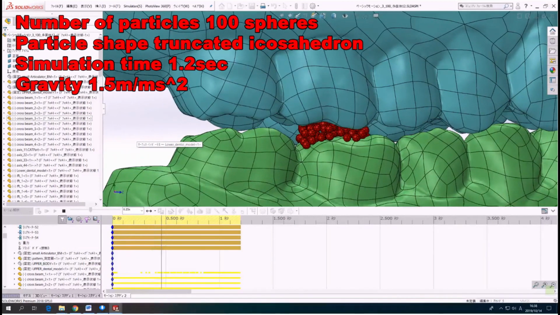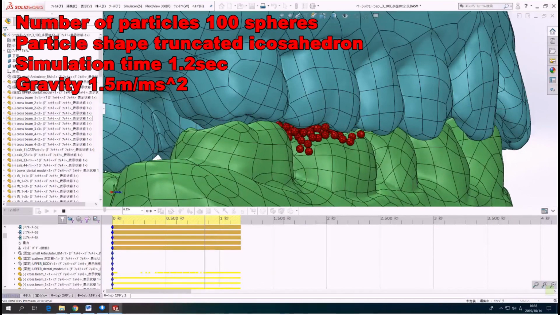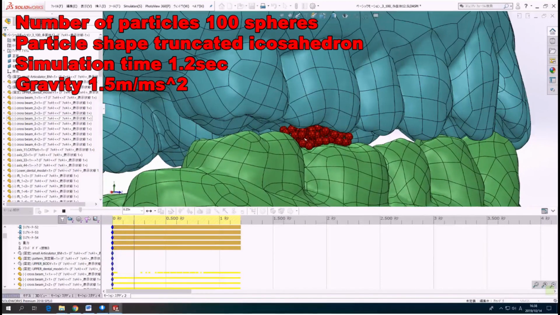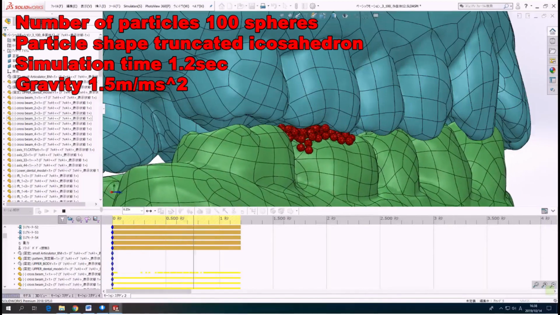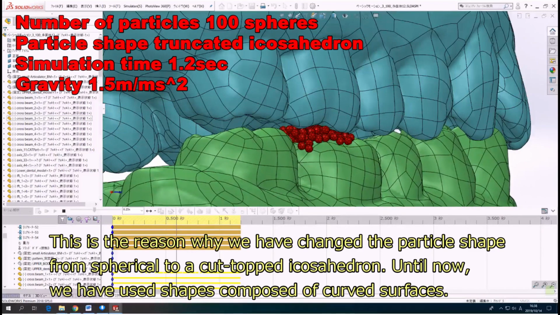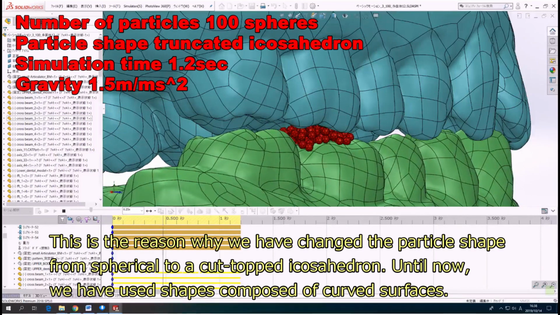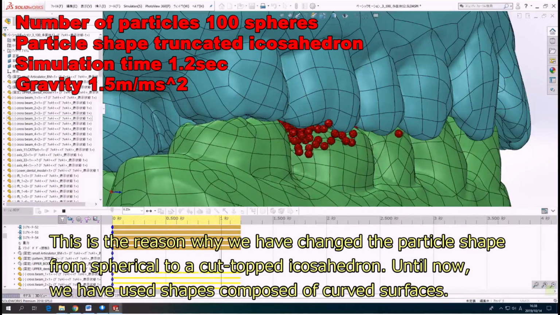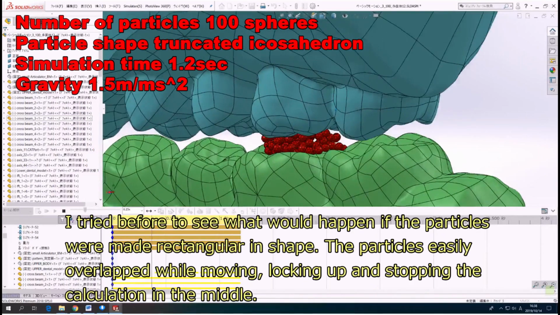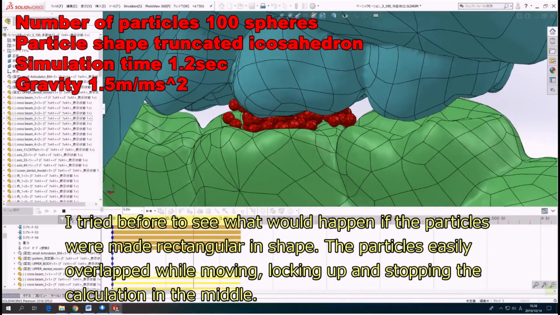Conditions of the setup. The number of particles is 100 spheres, the particle shape is a cut-topped icosahedron, the simulation time is 1.2 seconds, and the gravity is 1.5 meters per millisecond squared. This is the reason why we have changed the particle shape from spherical to a cut-topped icosahedron. Until now, we have used shapes composed of curved surfaces. I tried before to see what would happen if the particles were made rectangular in shape.